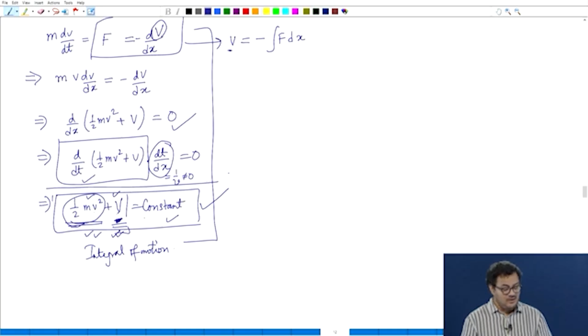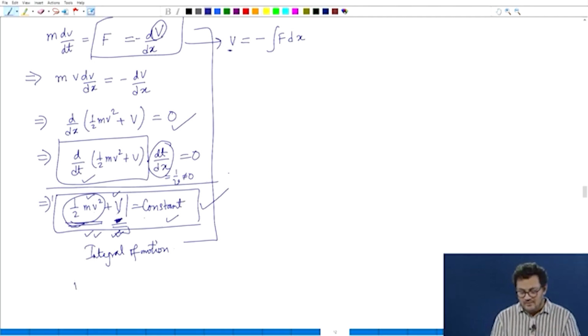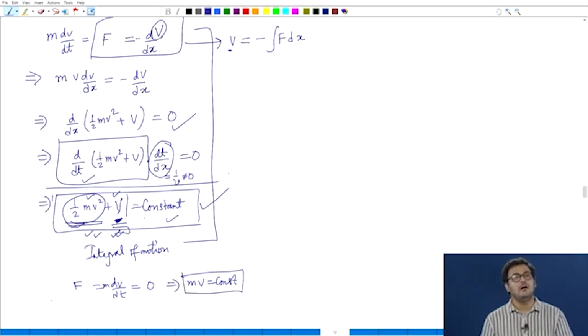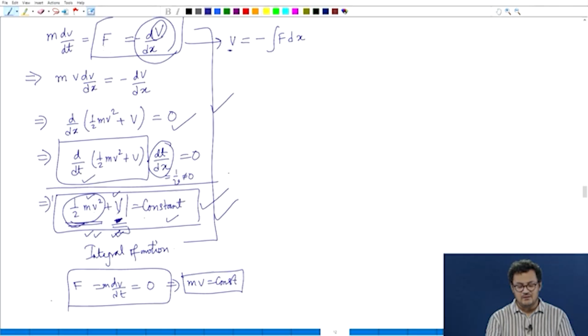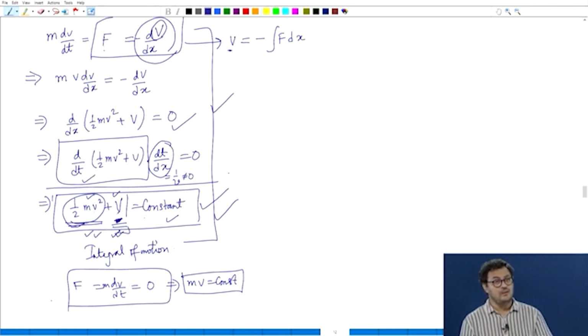So you see that we have two conservations till now. One is when the force, which is m dv/dt, is 0, then mv is constant. That is very evident to see. The other is, if the force has this type of nature, then I have another constant. This is not general; for that you have to have a force of this nature.